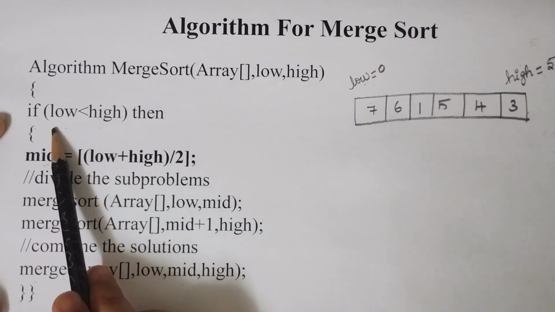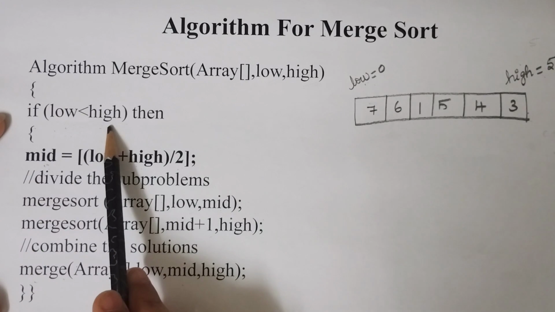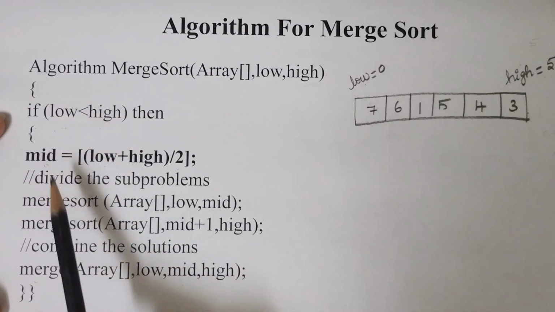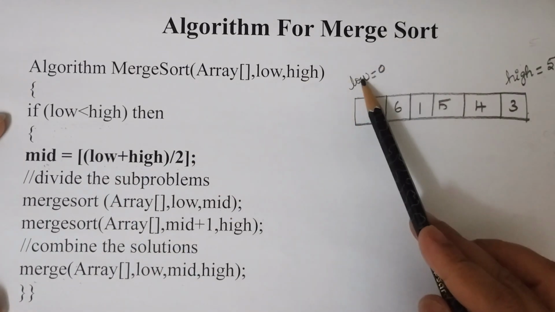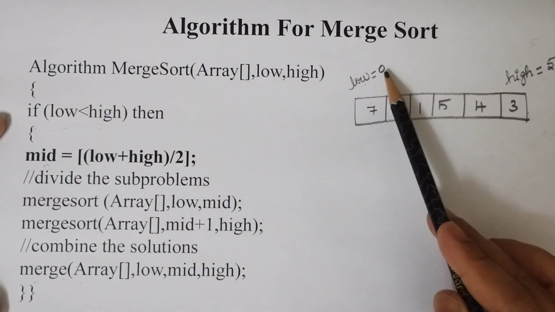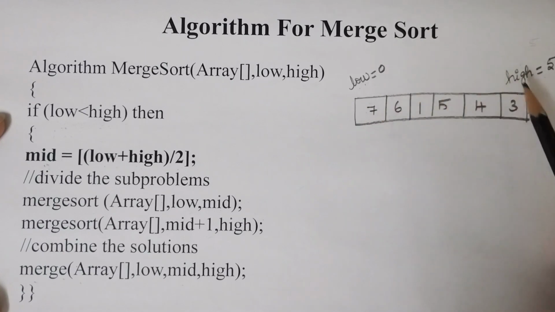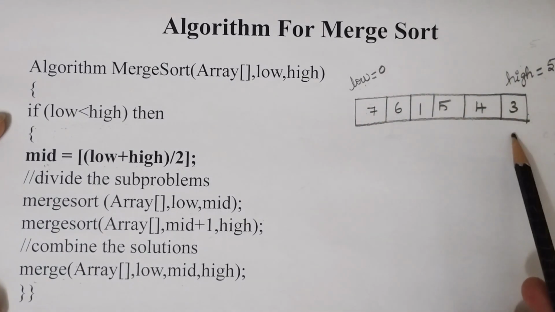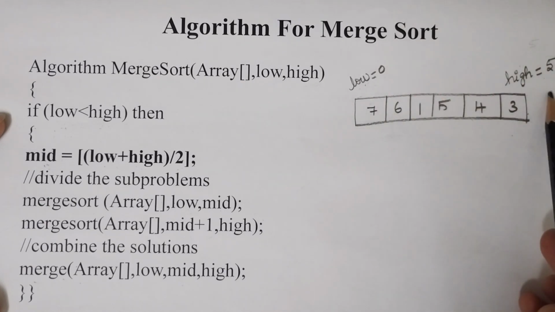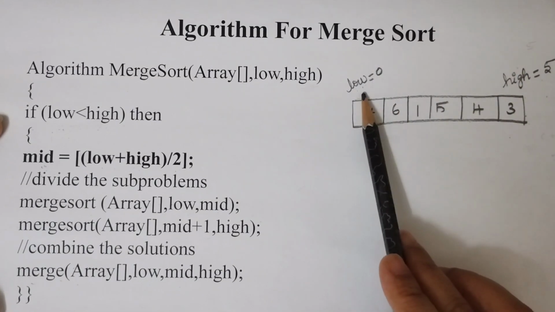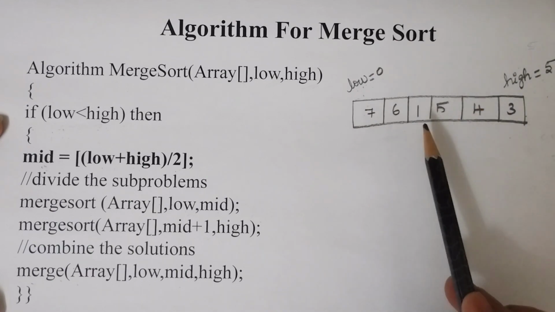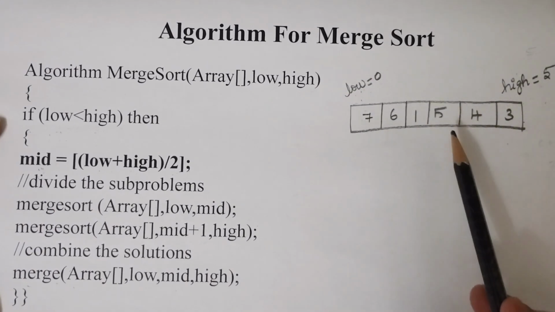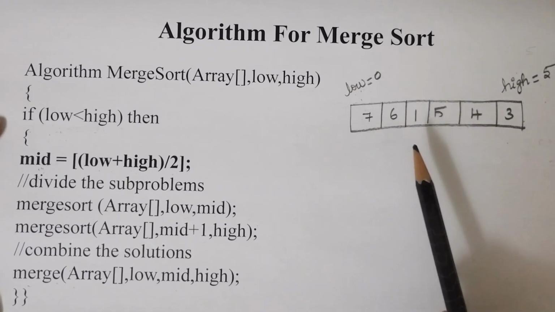First we'll start with this condition, that is low less than high. Only if the low value is less than the high value do we proceed with this step. What is the low value here? My low value is 0, which is the first index of the array, and the high value is the last index of the array. Since we have 6 elements here, low value is 0 and high value is 5. Once the low value is less than the high value, which means you have more than one element in the array, you need to split that array.